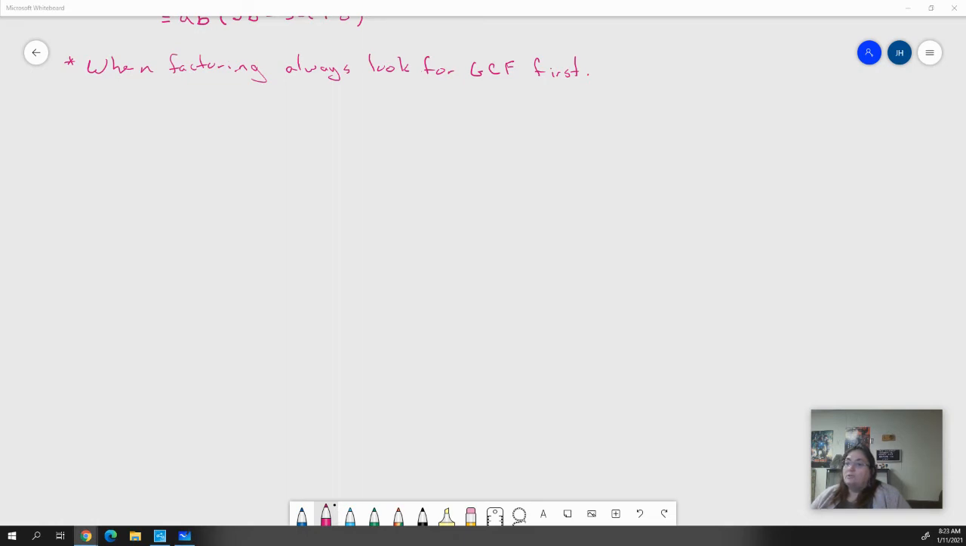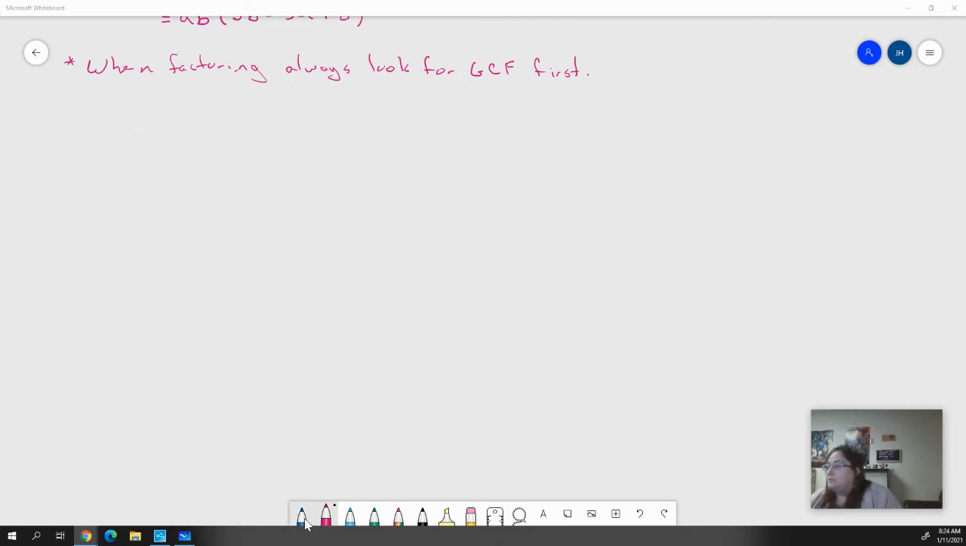When we're doing trinomials, we went through a whole thing in Algebra 1 where trinomials are a little easier to factor when they had a lead coefficient of 1, right? What does that look like? Let's see.